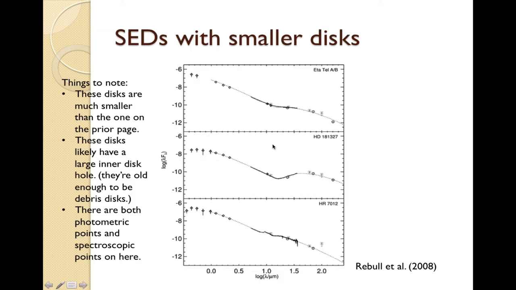Here are SEDs that come from one of my papers studying objects in the Beta Pic moving group. In this case, you're not seeing the turnover at the peak of the SED, but you still have log lambda f lambda on the y-axis and log lambda in microns on the x-axis. You have photometric points here that go down and then come up again. And that tiny little infrared excess is the circumstellar belt, or ring, around these stars. There are some important things to know here. These are really tiny disks compared to the ones illustrated in the prior couple of pages, and these are correspondingly older stars. These are actually called debris disks.